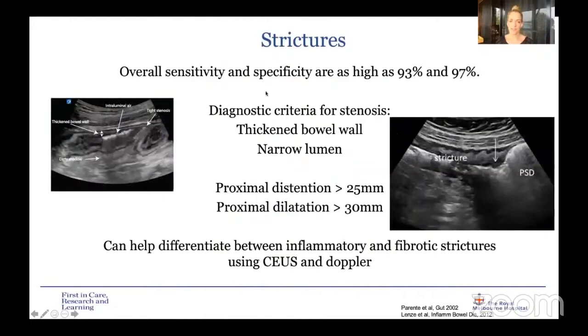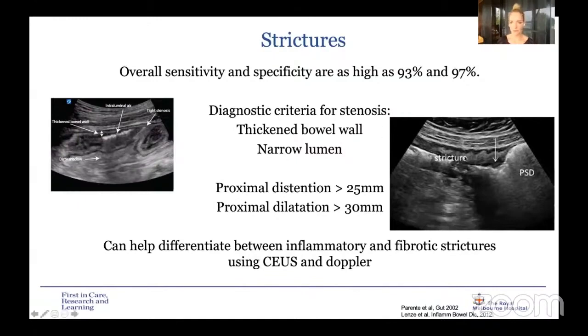In terms of the sensitivity and specificity for picking up strictures, it's very high with intestinal ultrasound, greater than 90% for both. And we use the criteria of a thickened bowel wall, narrow lumen, with that proximal distension, as I mentioned, being greater than 25 millimetres and proximal dilatation being diagnosed as greater than 30 millimetres. It can also help differentiate between inflammatory and fibrotic strictures with Doppler as well as contrast enhanced ultrasound, so you can see whether there's an inflammatory component versus it just being fibrotic.